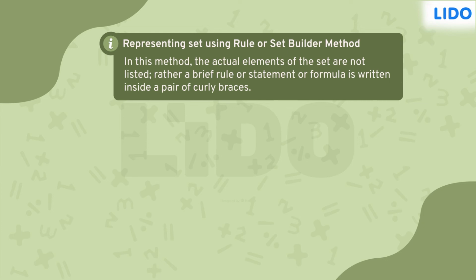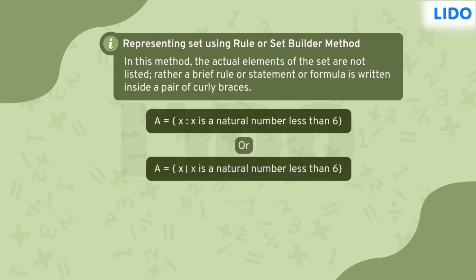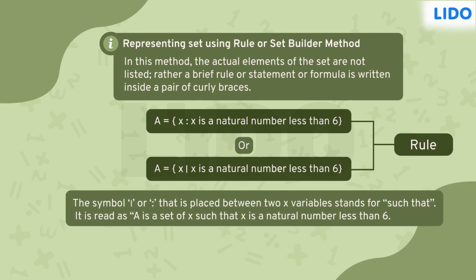Therefore, when we take the same set A, the rule applied to the elements of the set will be natural numbers less than 6. Thus, it is represented using the set builder method like this. The colon symbol or a straight line that is placed between two x variables stands for such that. This will be read as A is a set of x such that x is a natural number less than 6.